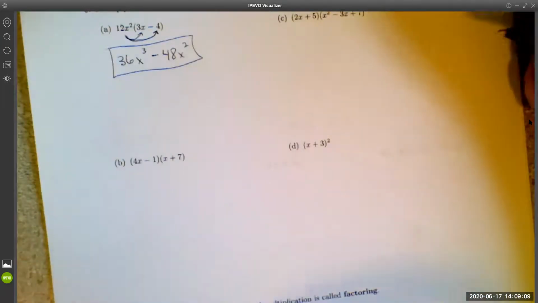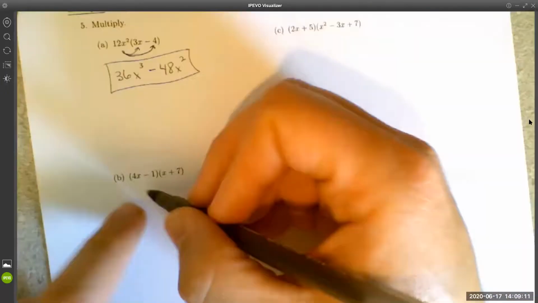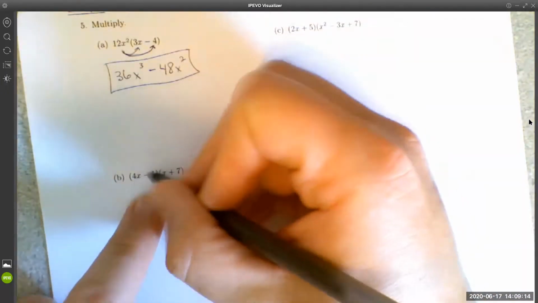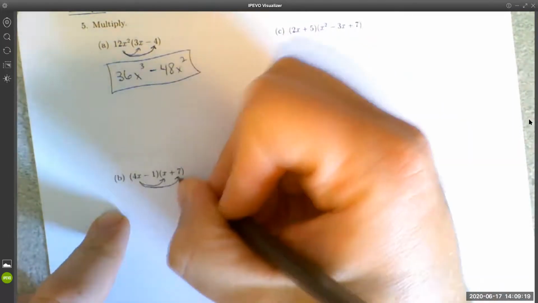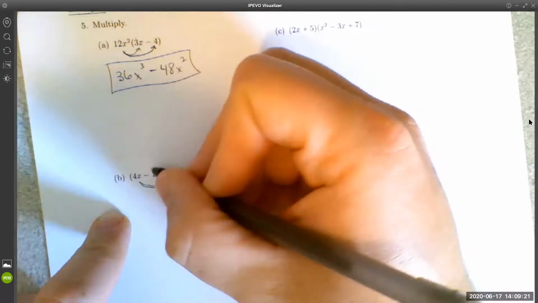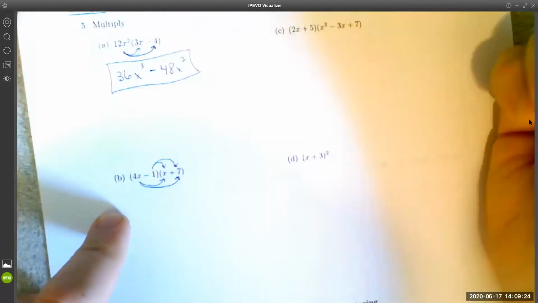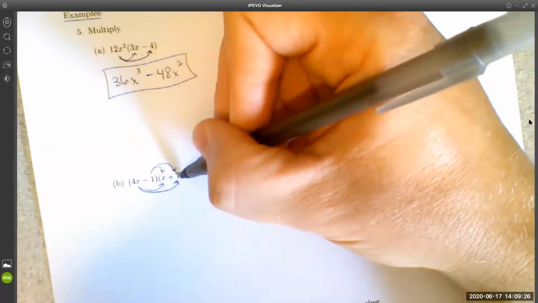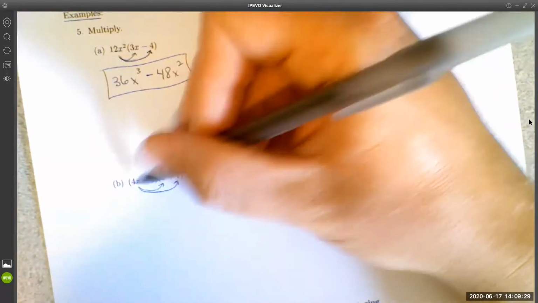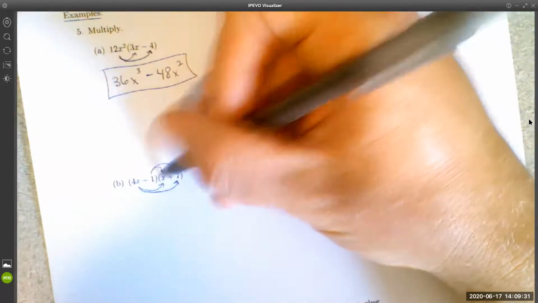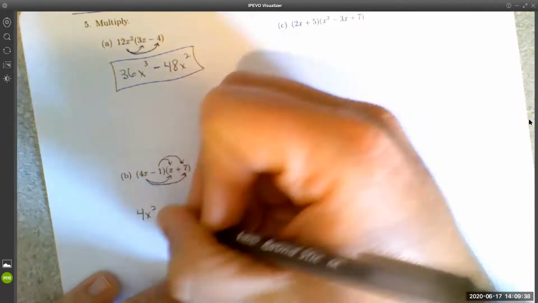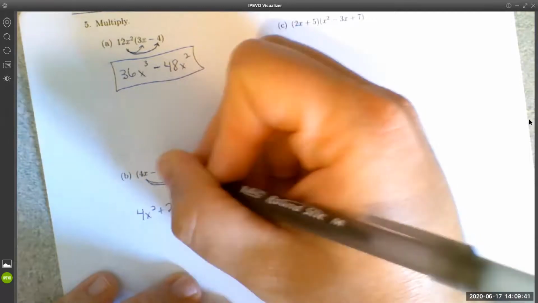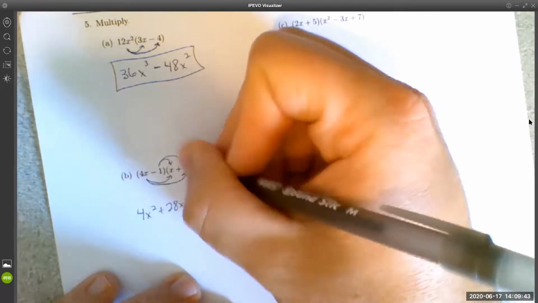Okay, part B, we've got more terms here. So we have to multiply each term of this polynomial by each term of this polynomial. We often call this FOILing, right? So we're going to do 4x by both of these, and then we're also going to do the negative 1 by both of these. They call it FOIL: first, outside, inside, and last. Anyway, so we get 4x squared, 28x, negative x, and negative 7.